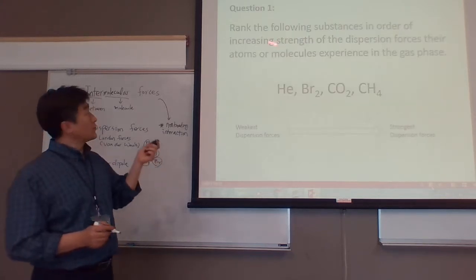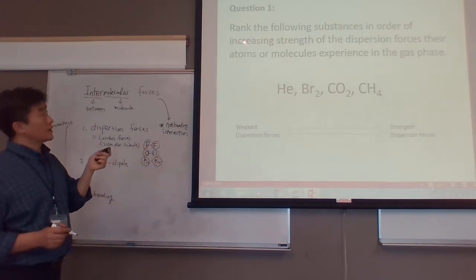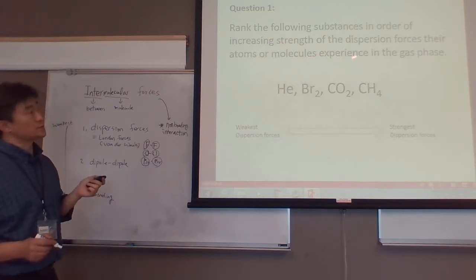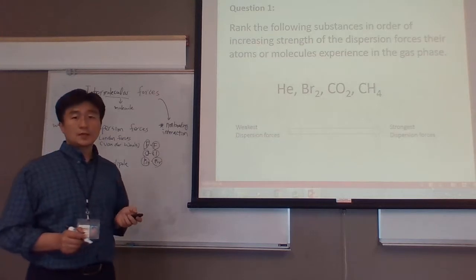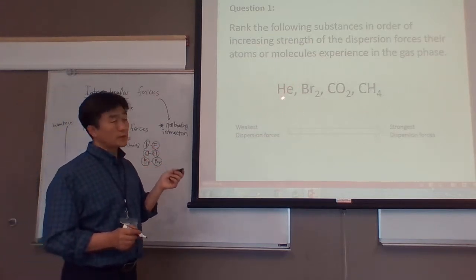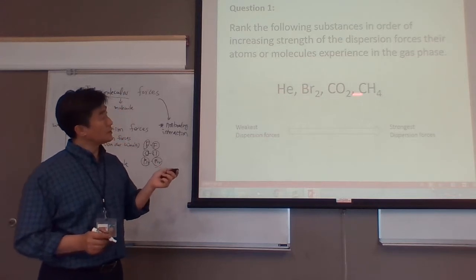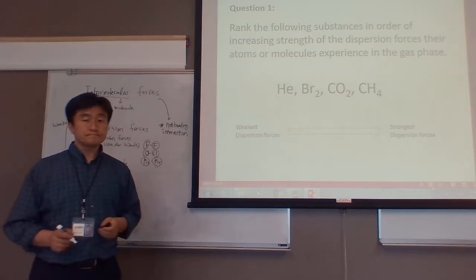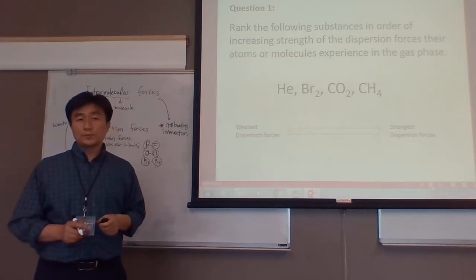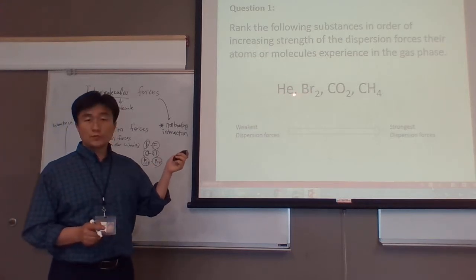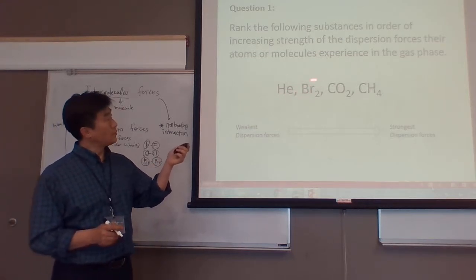Now you can rank the following substances in order of increasing strength of dispersion force. They are atoms or molecules in the gas phase. From these four molecules, you can see this is a noble gas, and these are non-polar molecules. So we examine the molecular mass of each atom or molecule. Helium is 4 grams per mole.